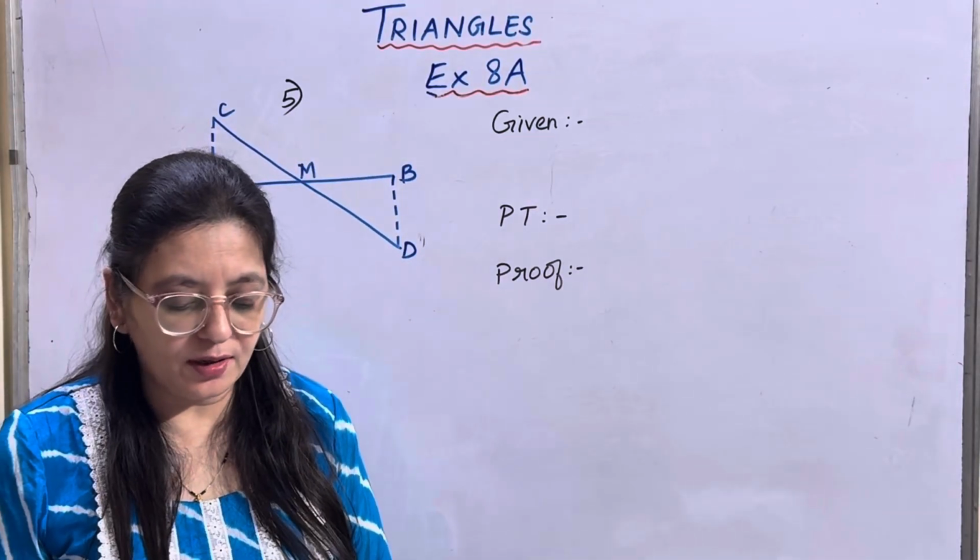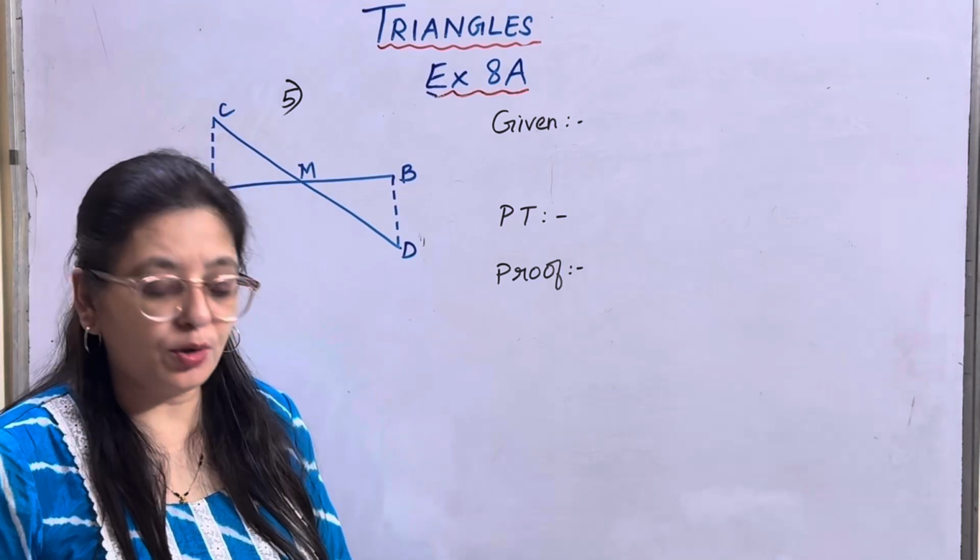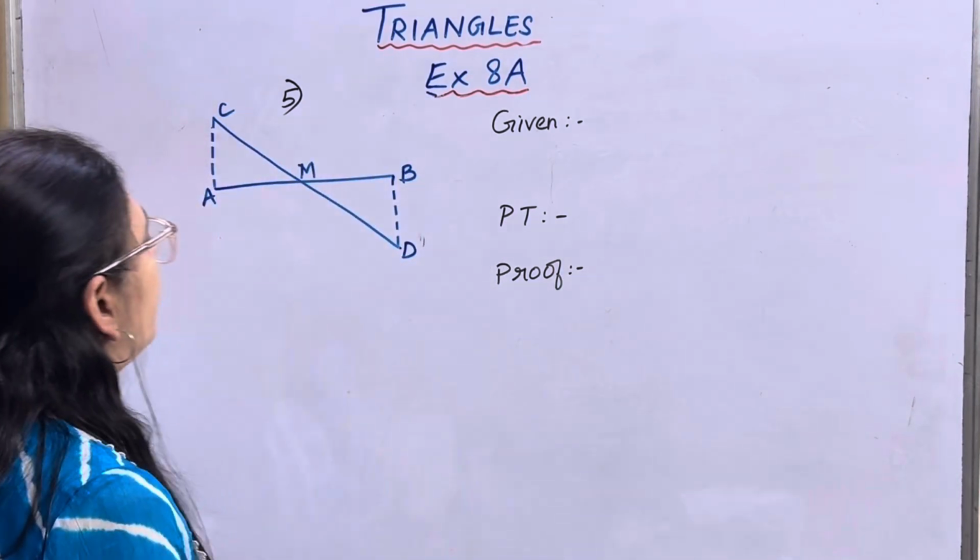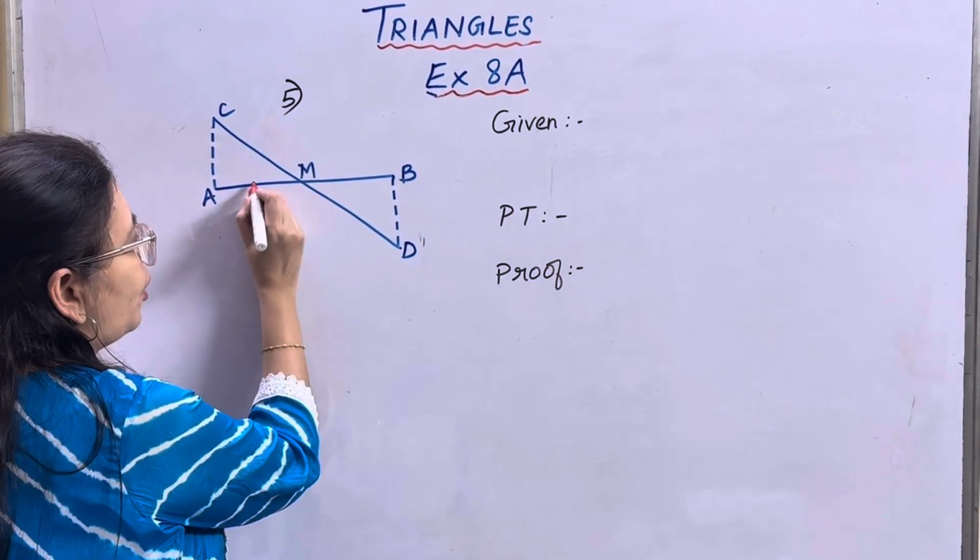In the given figure, M is a midpoint of AB.